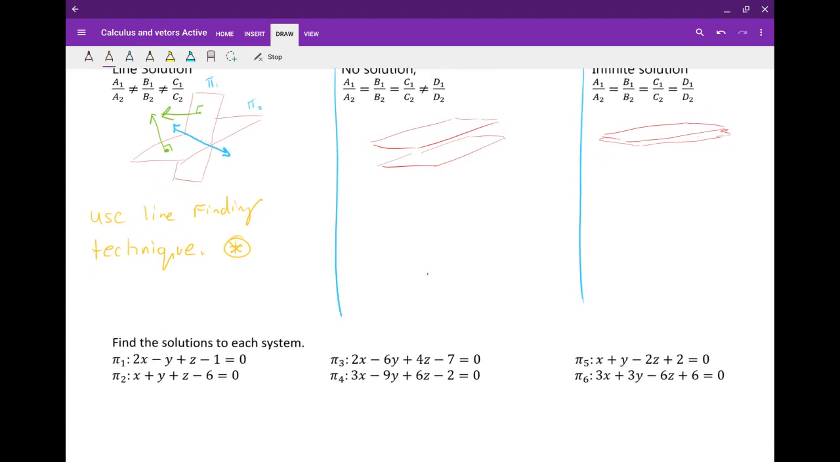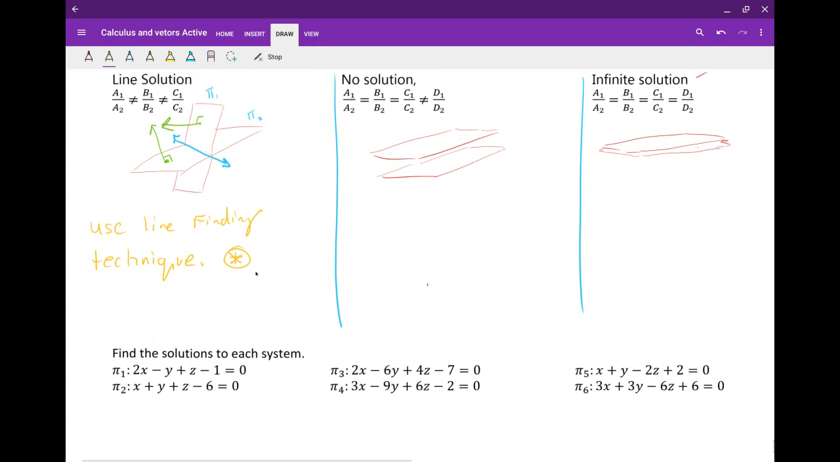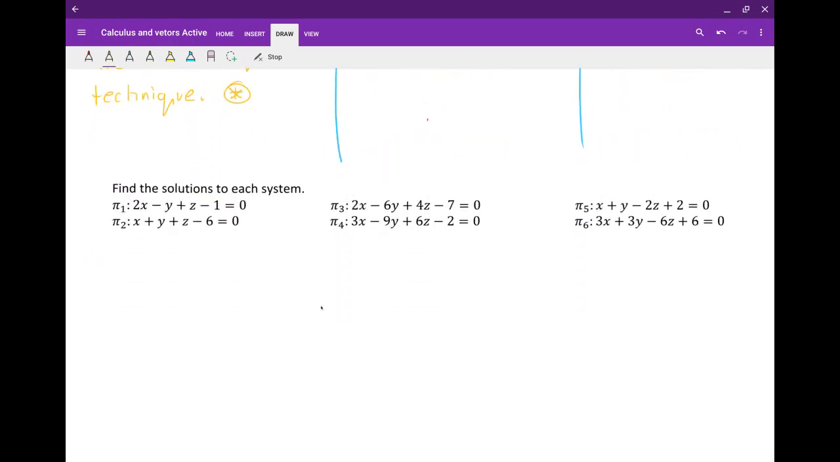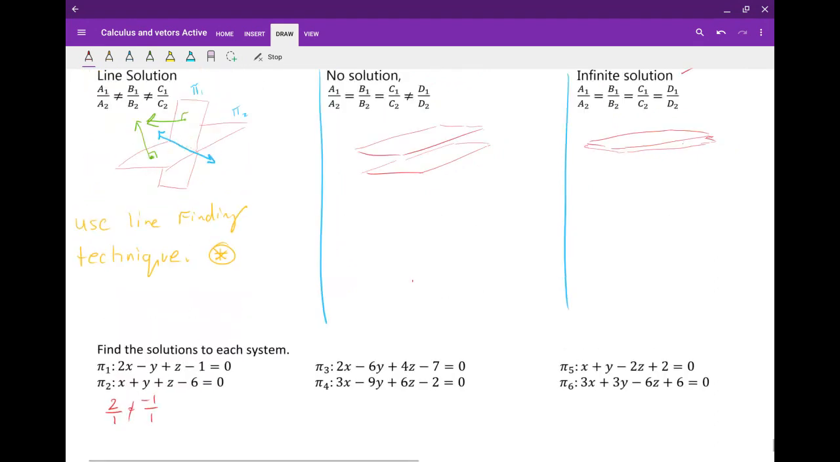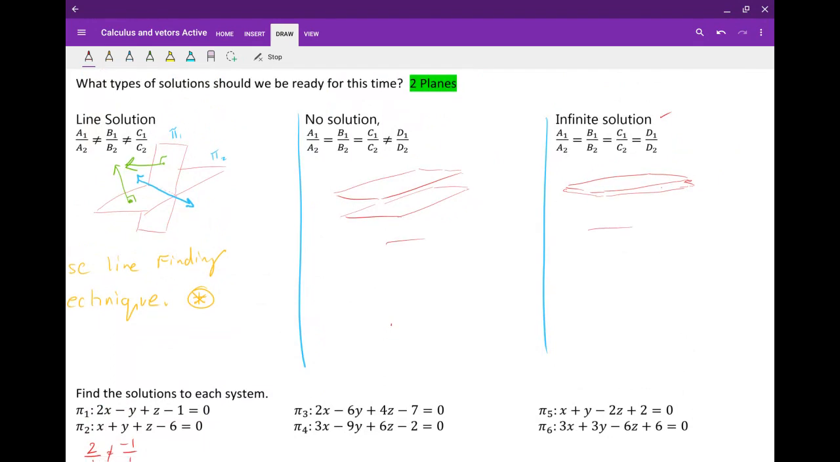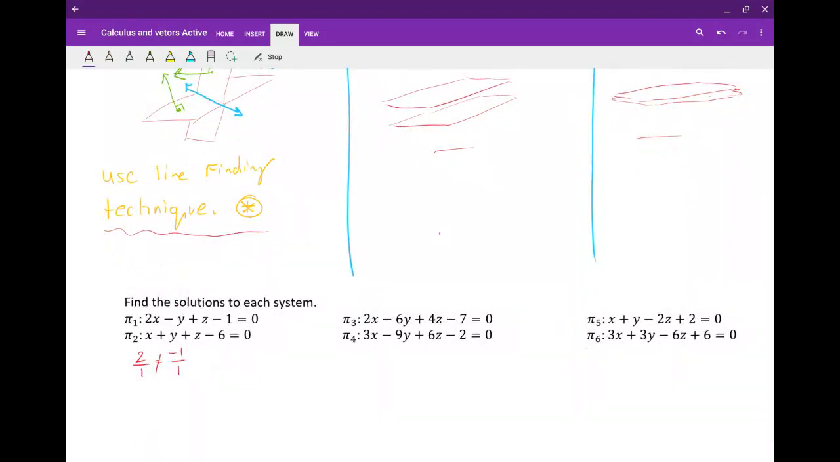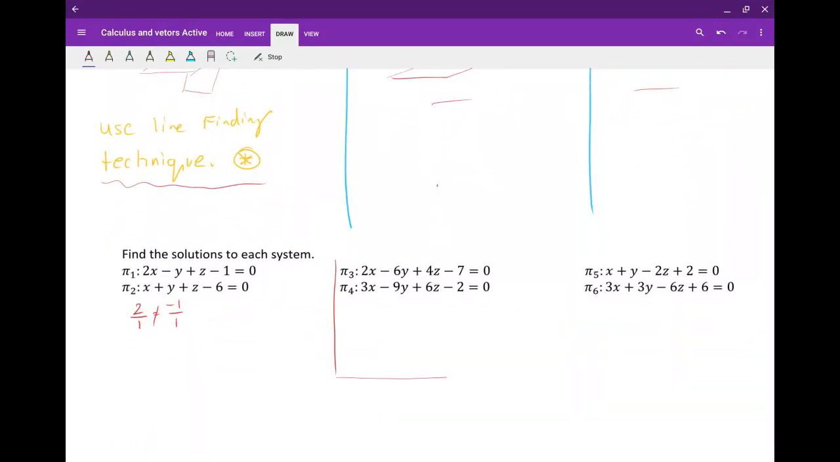All right, so let's go ahead and solve these examples down below, okay? So I'm going to take this guy, and I'm going to write my 2 over 1 is equal to negative 1 over 1. Oh, it's not equal. Okay, so I automatically know I don't have this section or this section, and so I'm going to have to use the line finding technique. Whereas over here, and I'll do that in a little while.